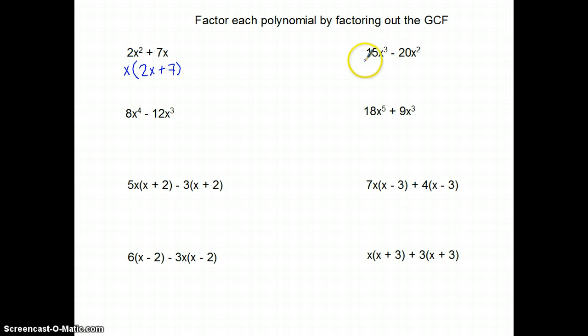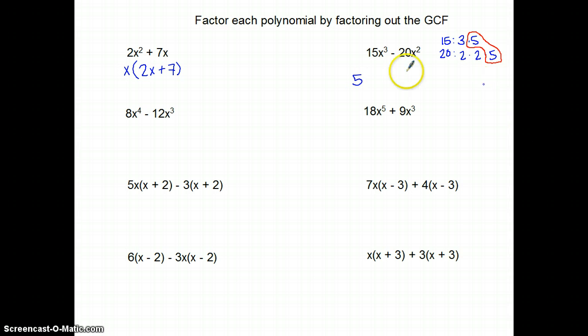right, I'm first going to look at my coefficients, 15 and 20. Remember, if you are unsure what the greatest common factor is, make a list of the factors. 15 factors down into prime factors of 3 and 5, while 20 factors down into prime factors of 2, 2, and 5. The only thing that they have in common is a 5, so my coefficient of my greatest common factor is 5.